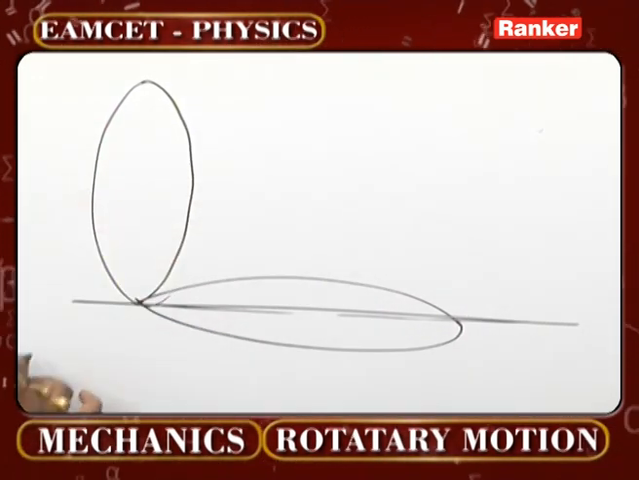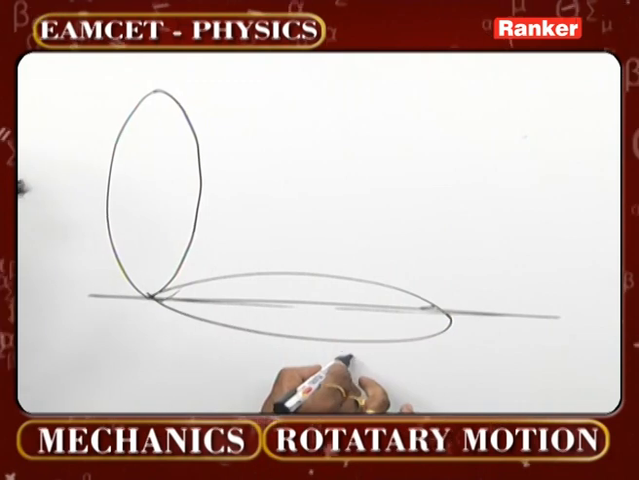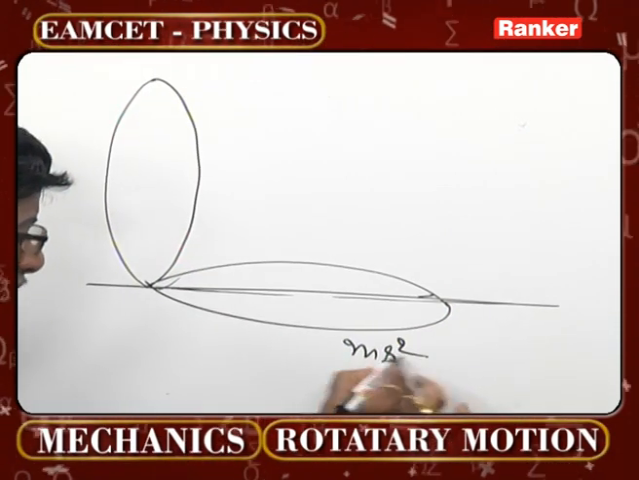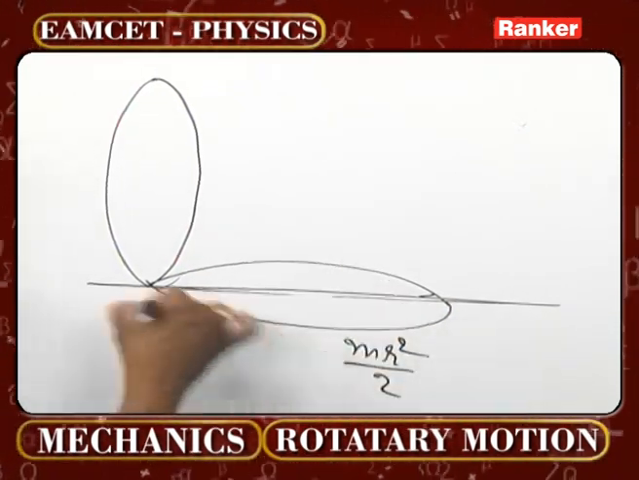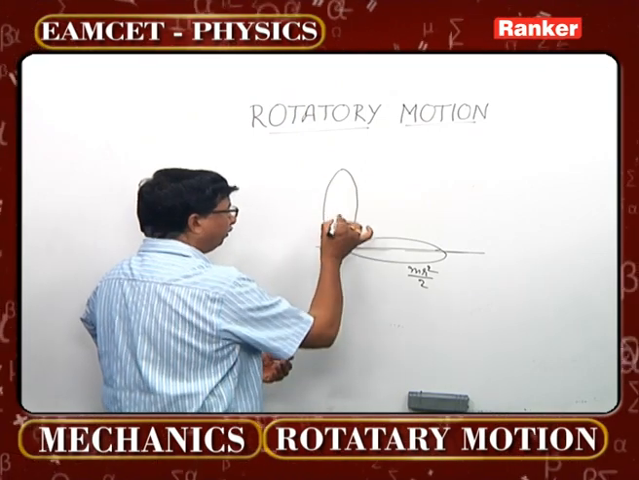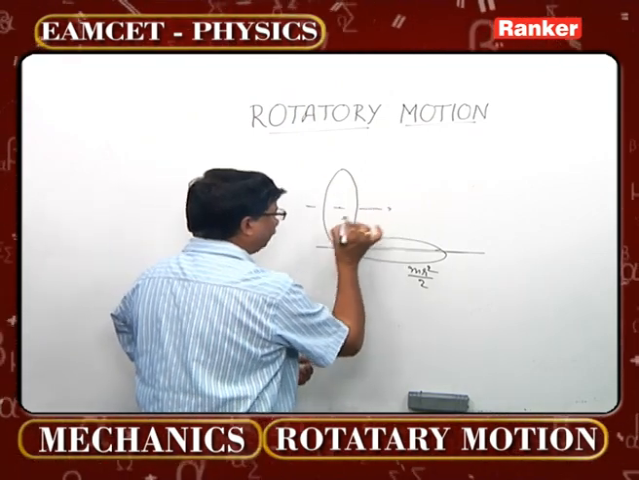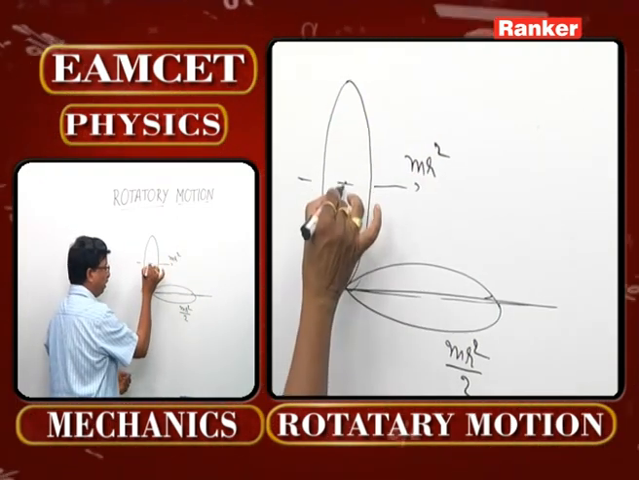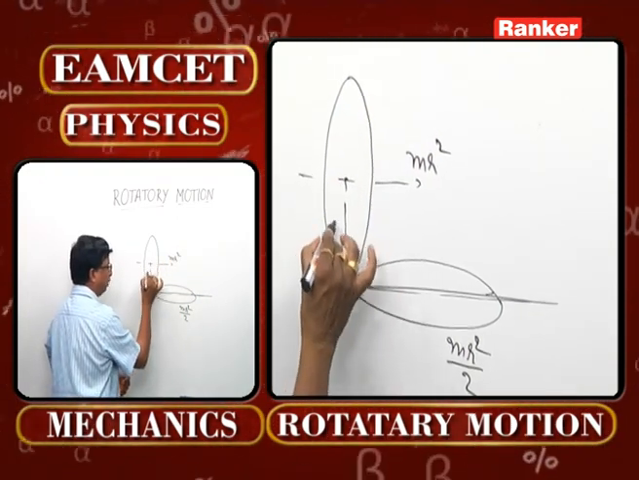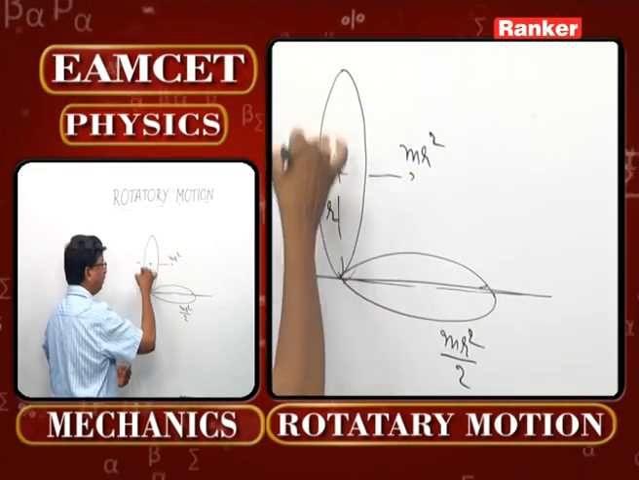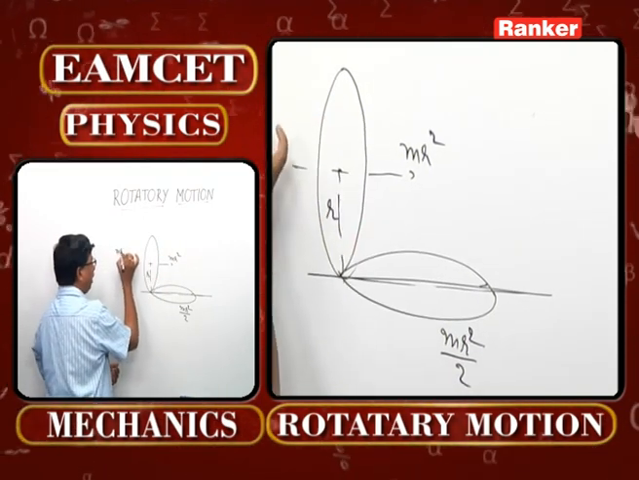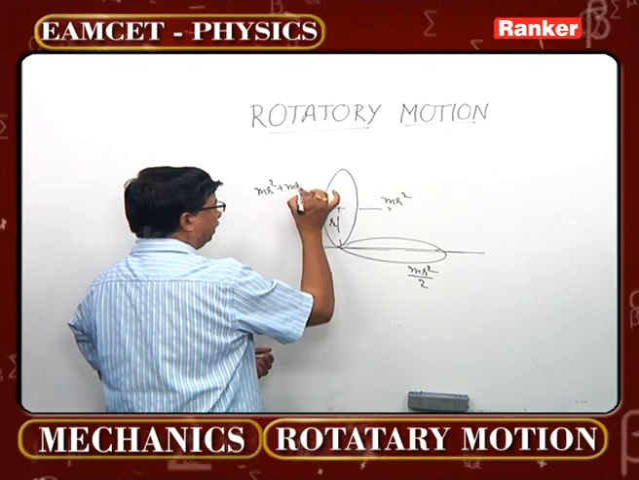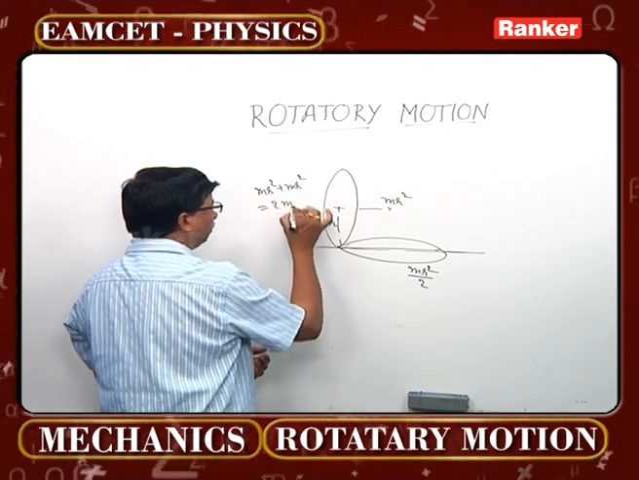Then what will be the moment of inertia about the diameter first of all? mr square by 2. That is its moment of inertia. And we know very well along this particular axis it is mr square, the formula for a ring. Now what is this particular distance, perpendicular distance? R. Then what is its moment of inertia? mr square plus mr square. It will now be 2 mr square.